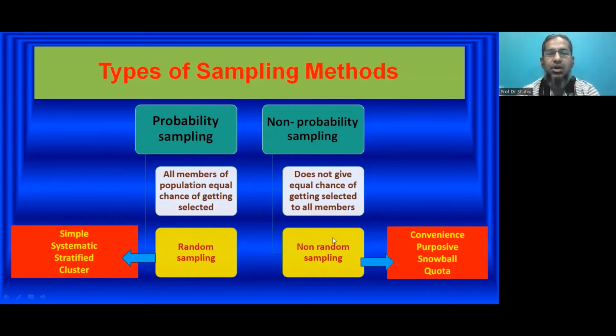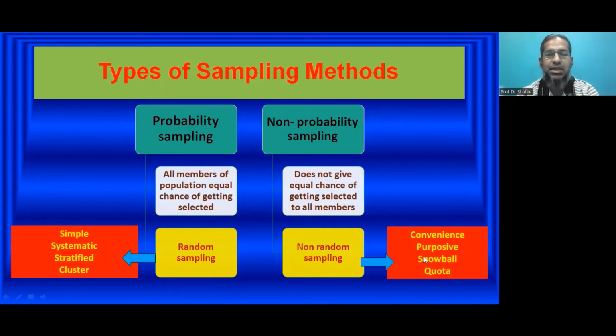Whereas we have non-random sampling or non-probability sampling, which does not give an equal chance of getting selected to all members. So there is no equal chance, and anybody can get selected and some people may not get selected. The types are convenience sampling, purposive sampling, snowball sampling, and quota sampling.